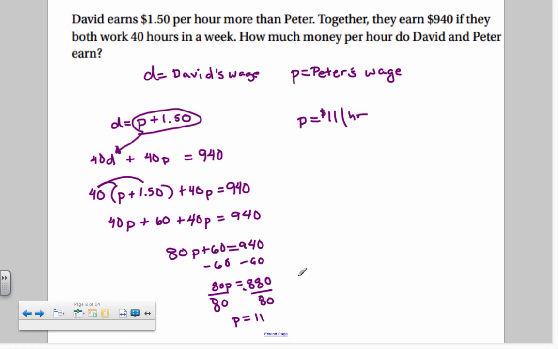Okay, and I need to go back then and figure out what David's wage is. So we know that David is Peter's wage plus $1.50. And since I now know what Peter earns, $11, I can add that $1.50 on. And I find that David equals $12.50.